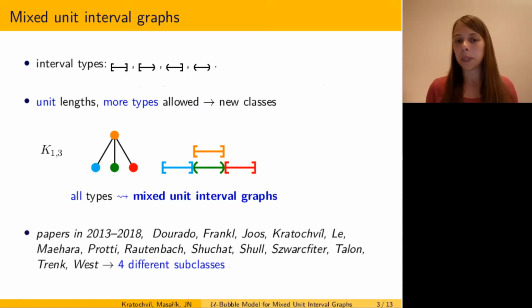Just a small note, although there are 15 different possible combinations of types of unit intervals, several researchers have proven in past years that it leads only to 4 different classes. The smallest one is the class of unit interval graphs, as defined in the previous slide, and the biggest one, as I said, is the class of mixed unit interval graphs.